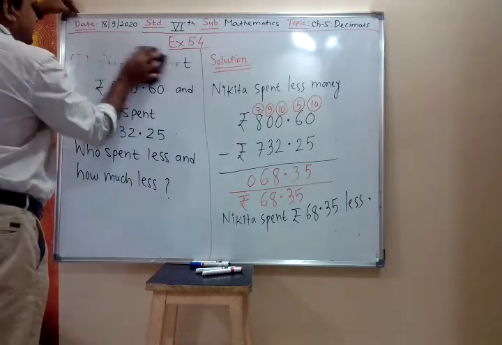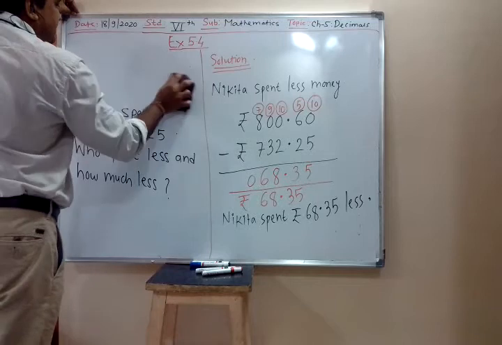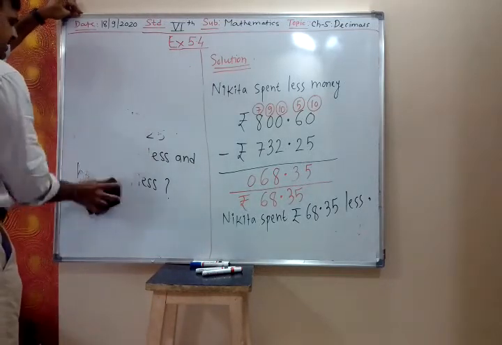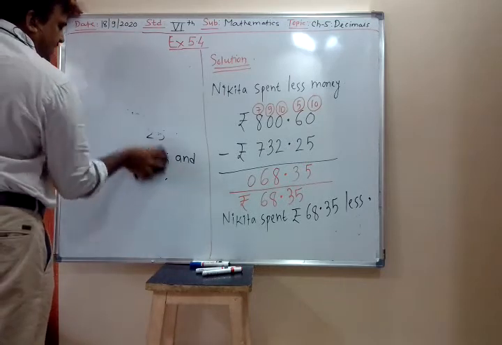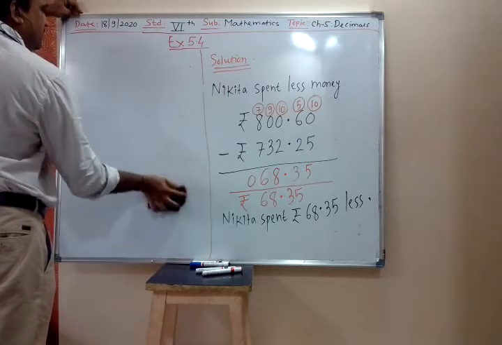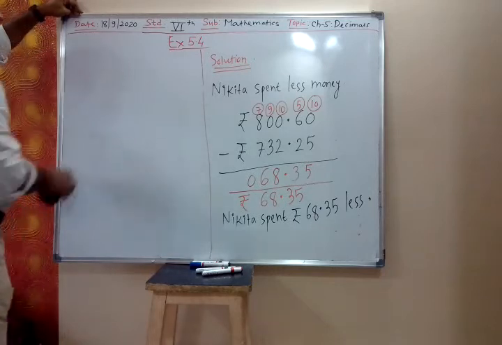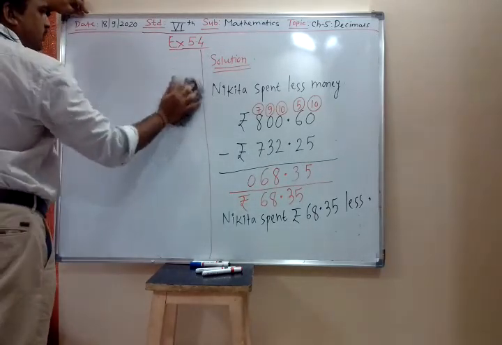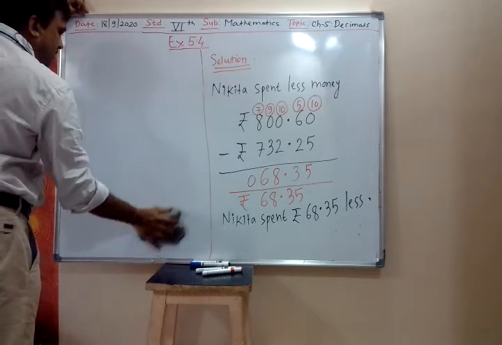Nikita spent 68.35 rupees less. So by how much means you have to find the difference. We subtract the bigger amount minus smaller amount. 800.60 is the bigger amount. 732.25 is the smaller amount.